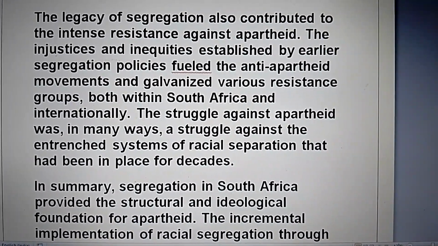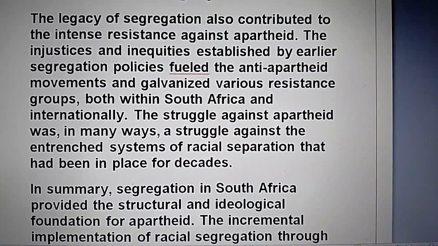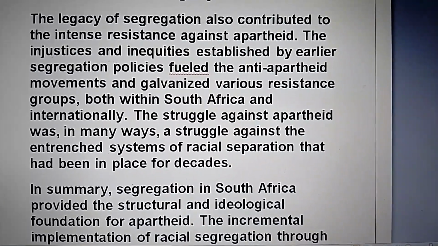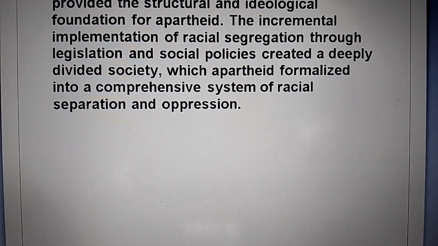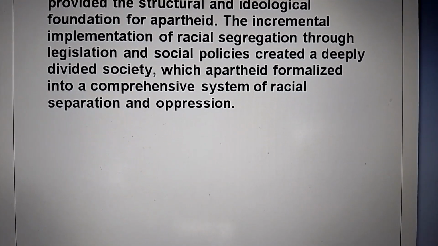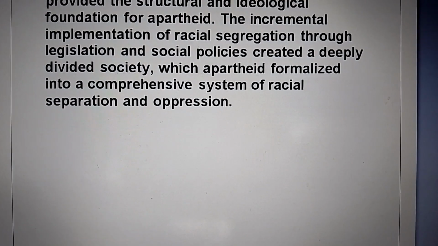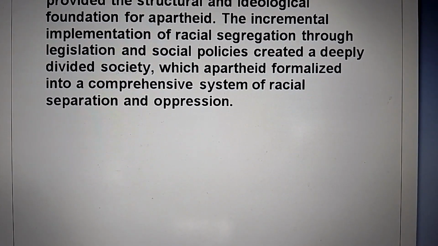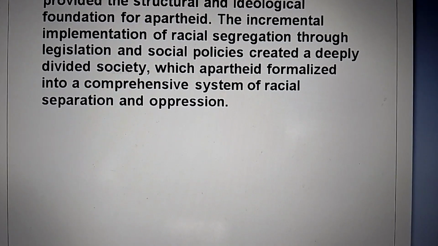In summary, segregation in South Africa provided the structural and ideological foundation for apartheid. The incremental implementation of racial segregation through legislation and social policies created a deeply divided society, which apartheid formalized into a comprehensive system of racial separation and oppression.